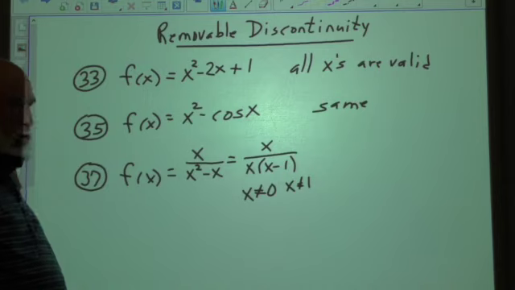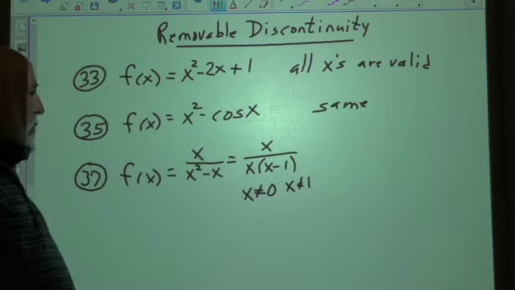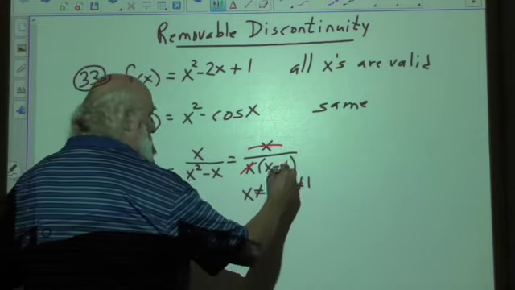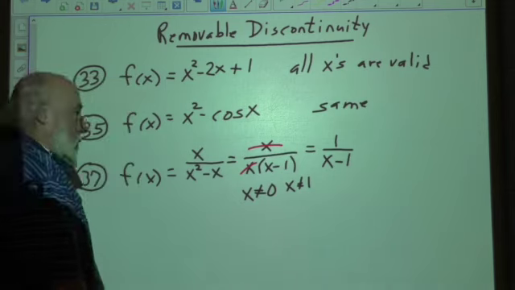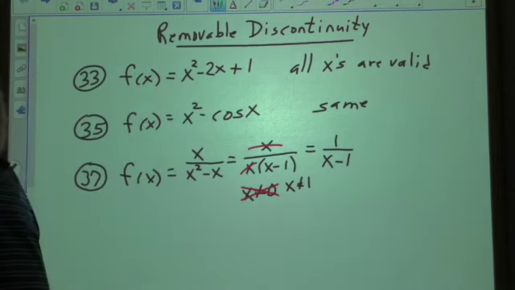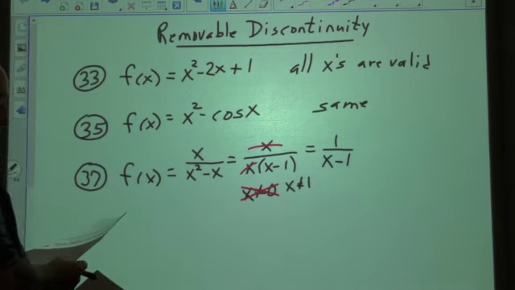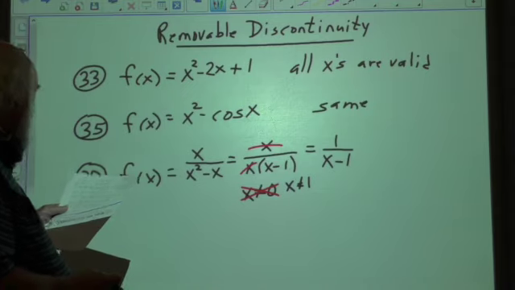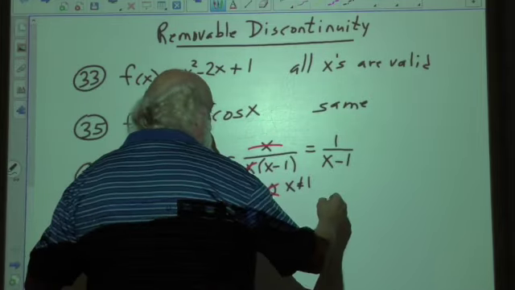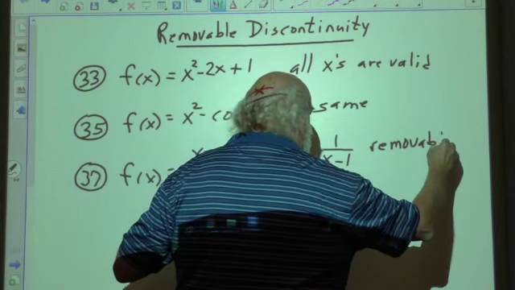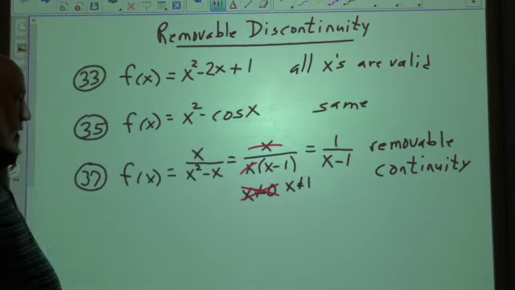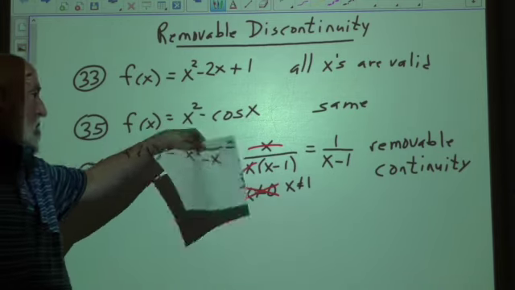So there are going to be two points of discontinuity in this, but we can eliminate one of them because the x on top will cancel out the x on the bottom, and this will leave us 1 over x minus 1. So that would eliminate this one right here. We have removed one of the issues with the denominator. We got rid of the x is not zero. So we cancel this out, and this is now a removable discontinuity in terms of that zero. Now, this is still discontinuous over here at x equals 1, but we have removed one part of it.